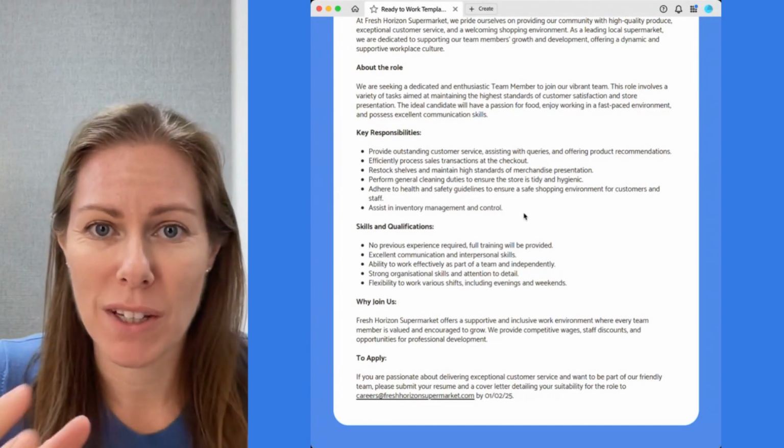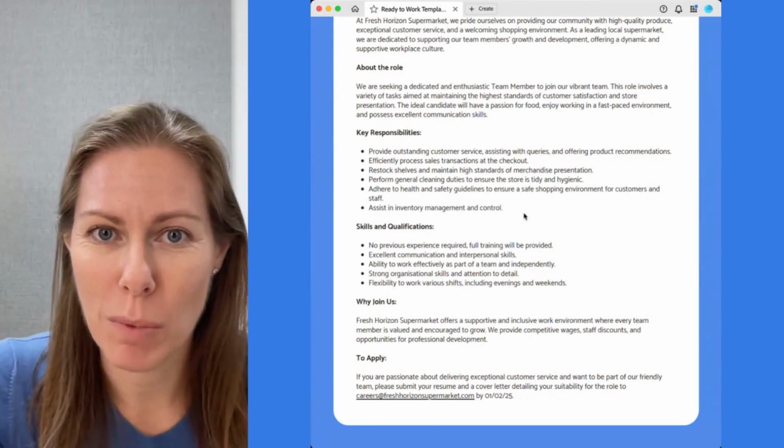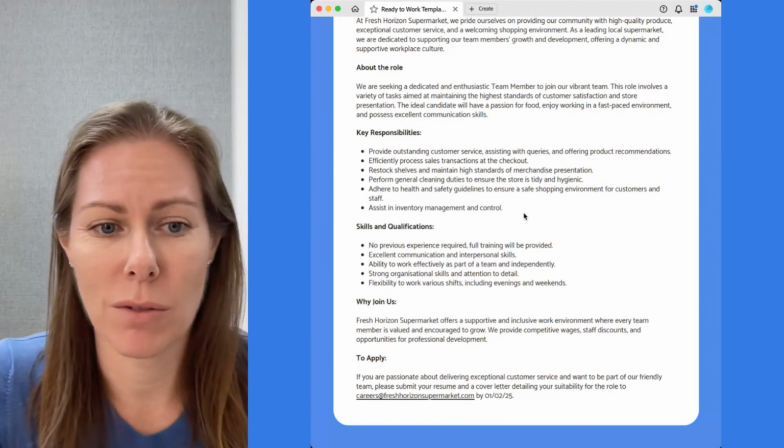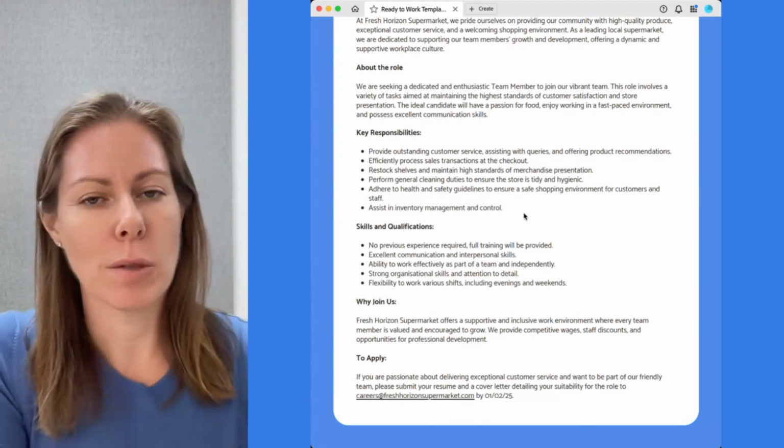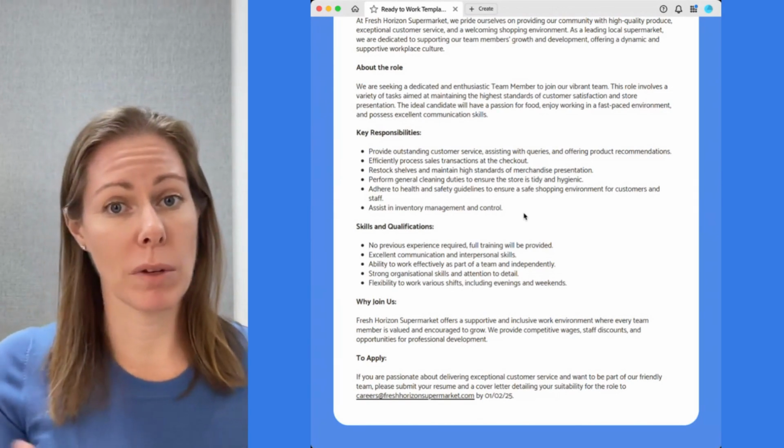They are looking for some skills though. So they're not necessarily looking for experience at this phase, but they are looking for some skills. So the first one is they want excellent communication and interpersonal skills. This is pretty standard if you're going to be a team member and you're going to be customer facing.